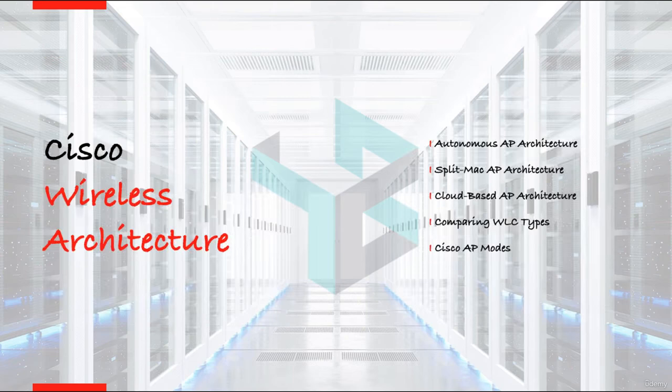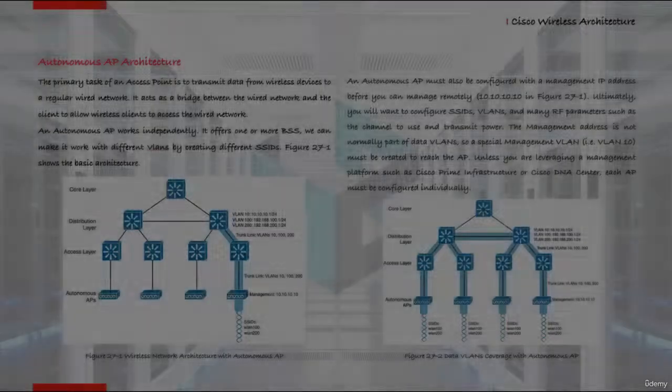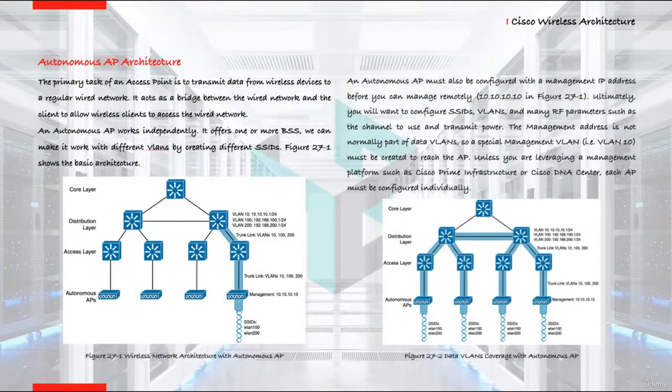Hello everyone, I will talk about Cisco wireless architecture in this lesson. First we will talk about autonomous access point architecture, then we will compare split MAC access point architecture, cloud-based access point architecture and wireless controller types, and finally we will finish our lesson by talking about Cisco access point modes. Let's first look at the autonomous access point architecture.